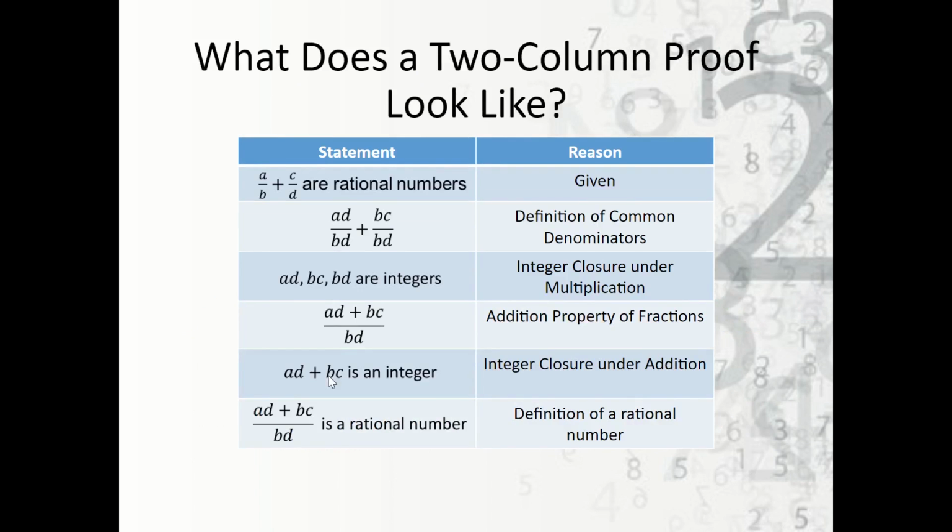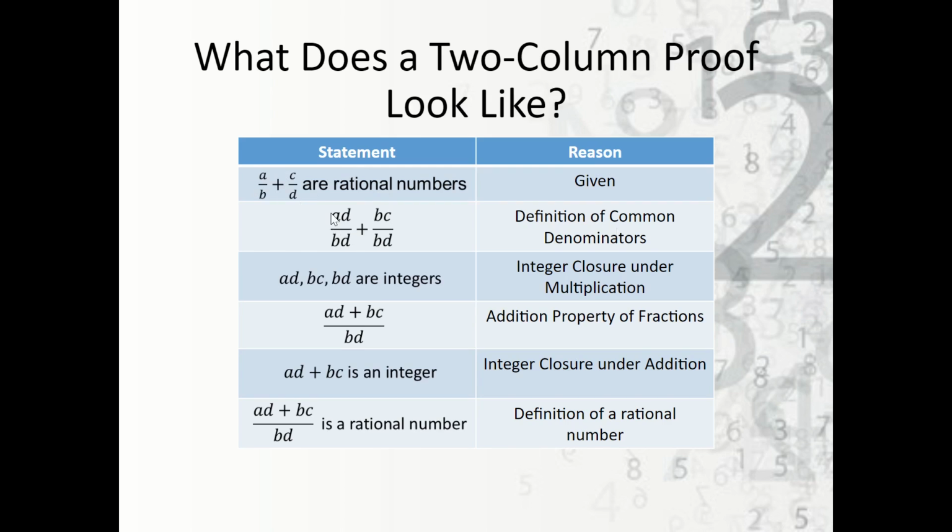So what does it look like? This is an example of a two-column proof. So we have our statements over here. A over B plus C over D are rational numbers. That's a given information. So always we'll begin with our given information, which means the information that they actually tell us. From there, we start coming up with other things.